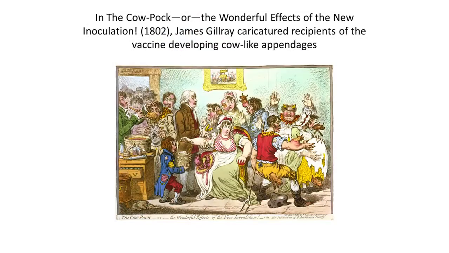This caricature, The Cowpox, or the Wonderful Effects of the New Inoculation, 1802, by James Gillray, caricatured recipients of the vaccine developing cow-like appendages. And I think you'll see that cows are beginning to appear from various places. Critics, especially the clergy, claimed it was repulsive and ungodly to inoculate someone with material from a diseased animal. But the obvious advantages and protection of vaccination became obvious, and it soon became widespread.